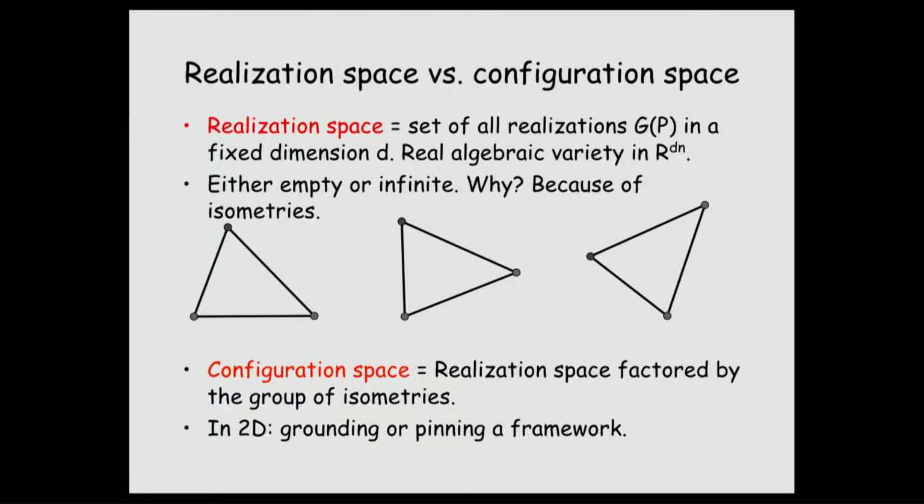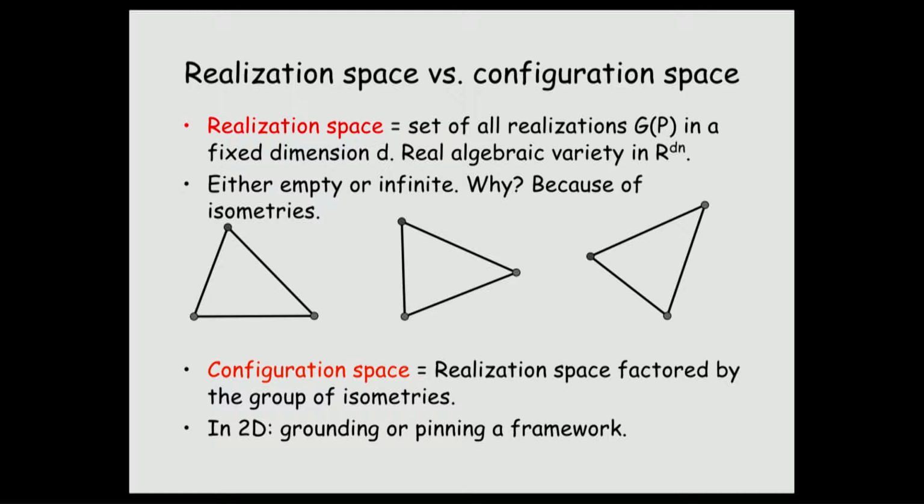So the realization space will be the set of all the realizations in a fixed dimension, and this is a real algebraic variety in R to the dimension times n, yeah? So, well, being a real algebraic variety, a lot of results in real algebraic geometry are relevant and will be used for definitions, for properties, and so on. So, in particular, it's either empty or infinite, and why that? Because of isometry. So once we have a solution, we have in the plane a 3-dimensional space of solutions.